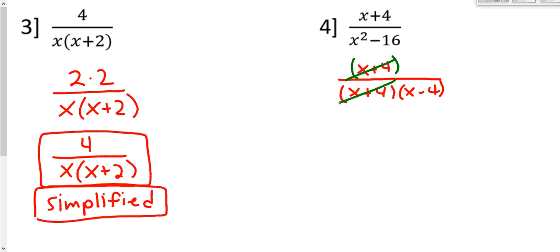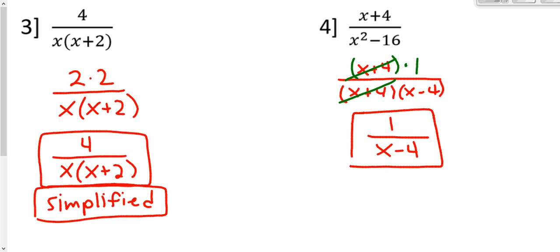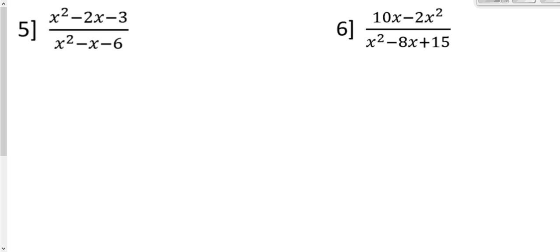It looks like there's nothing left on the top, but we don't want to think of nothing as 0. You can think of the numerator as x plus 4 times the invisible factor of 1. So what we have left is 1 over x minus 4. Okay, we have 3 more examples.